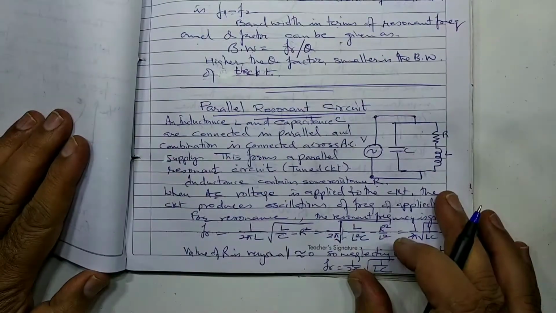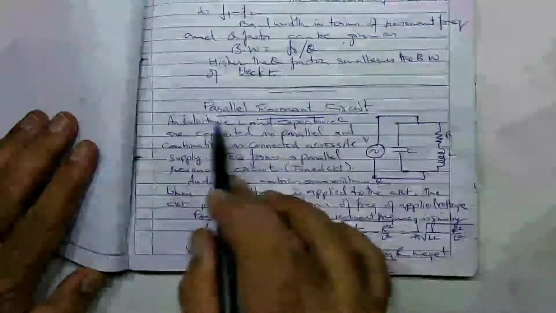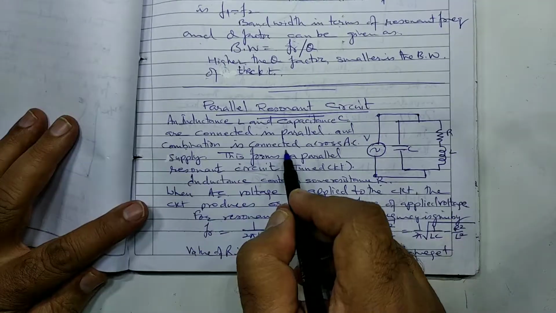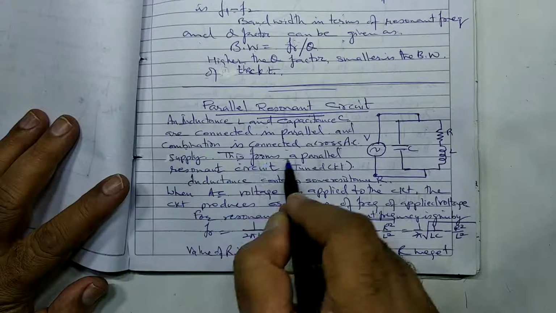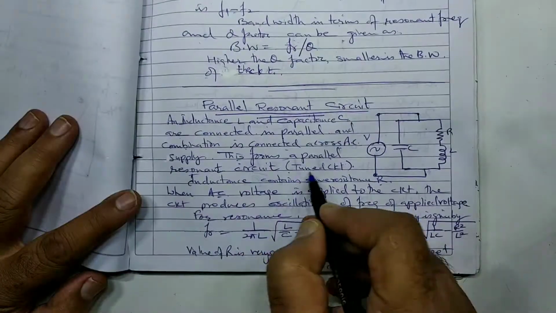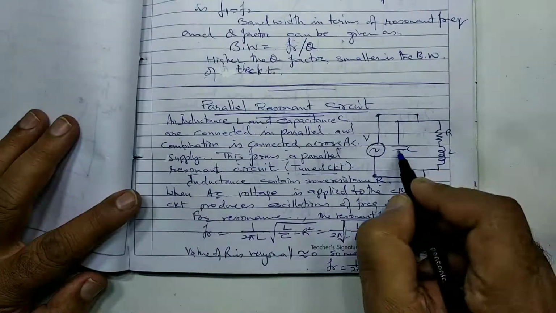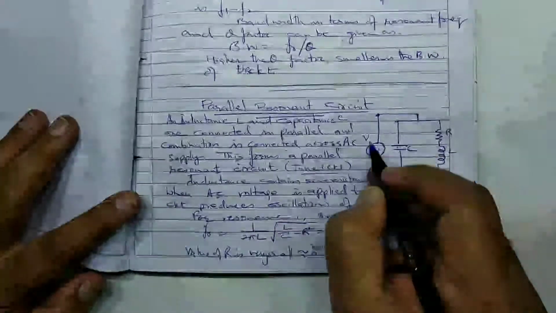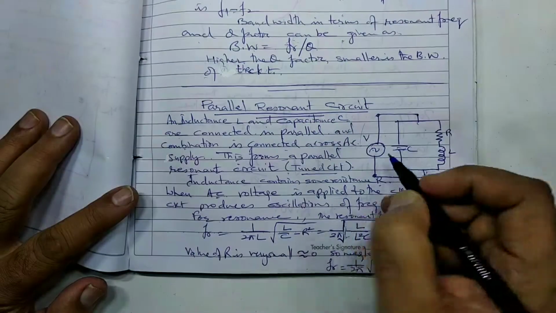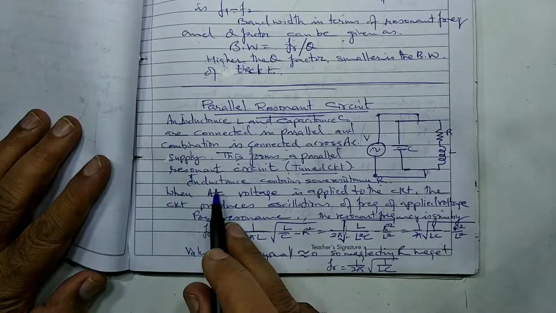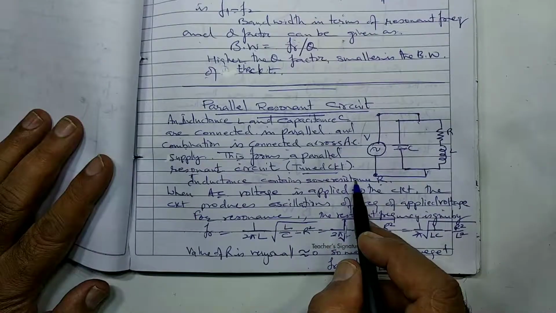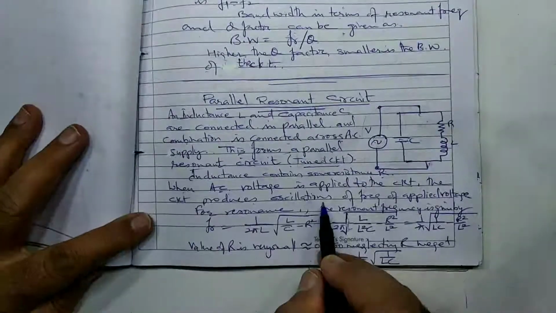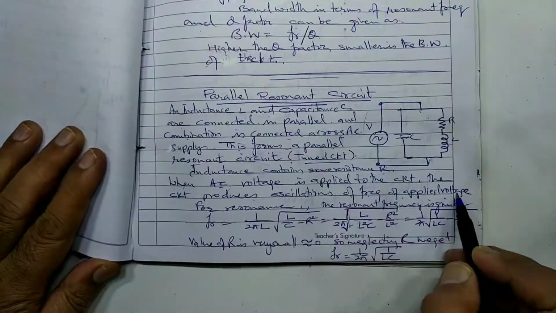Now we see the parallel resonant circuit. An inductance L and capacitance C are connected in parallel and the combination is connected across an AC supply. This forms a parallel resonant circuit that is called tuned circuit. Here L and C are connected in parallel and the combination is connected across an AC supply. So this is called parallel resonant circuit. Inductance contains some resistance R. When AC voltage is applied, the circuit produces oscillations of the frequency of applied voltage.